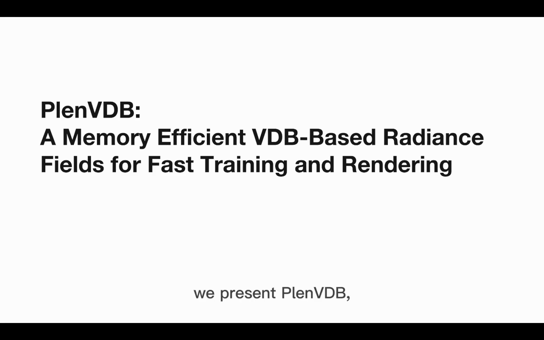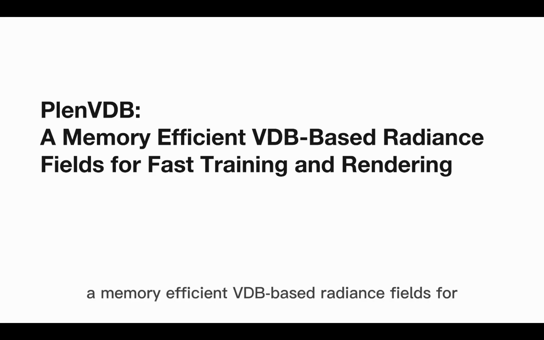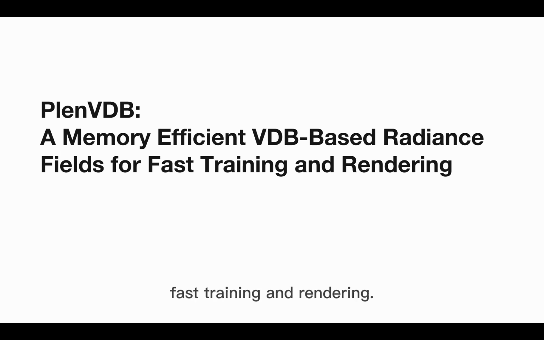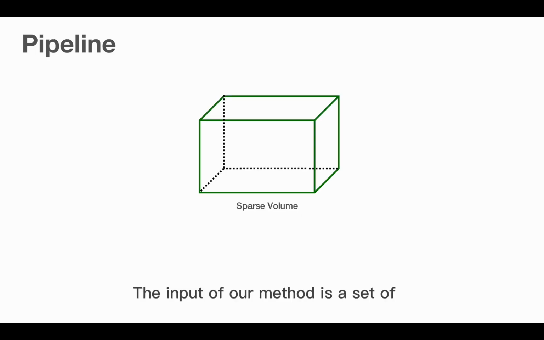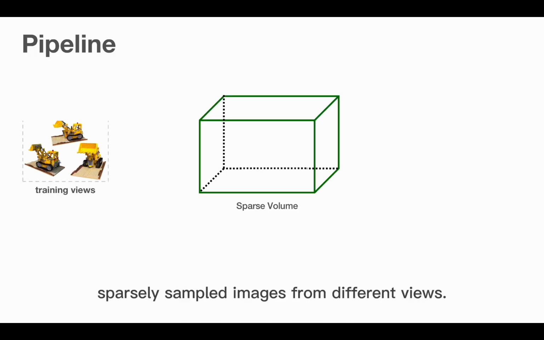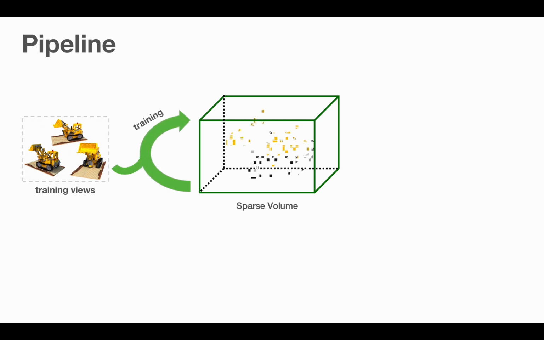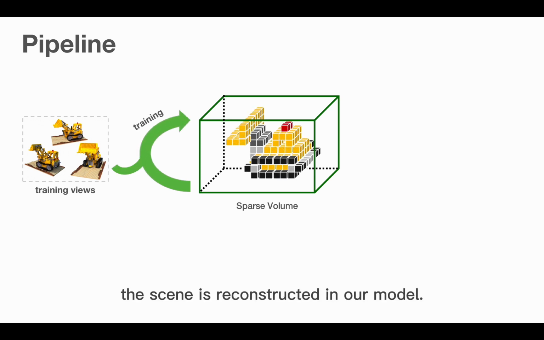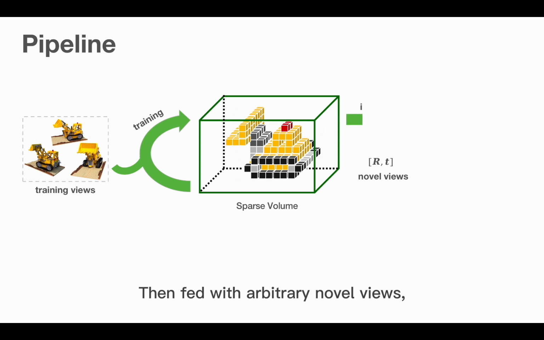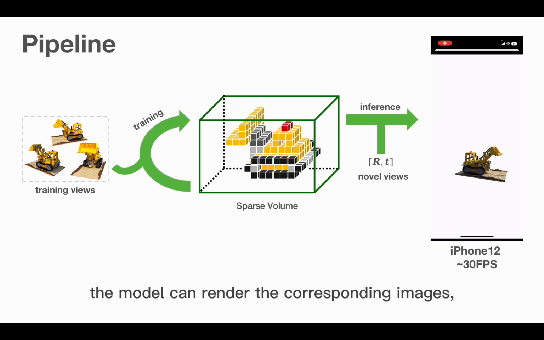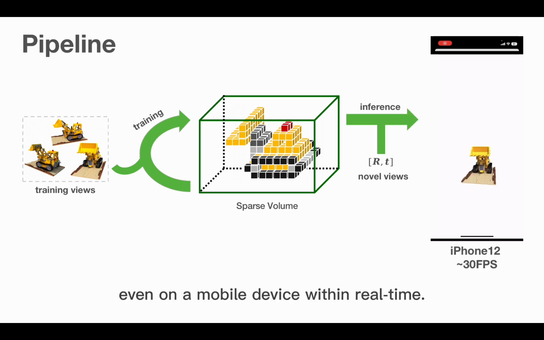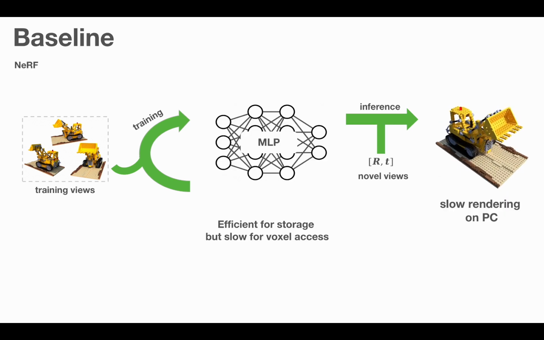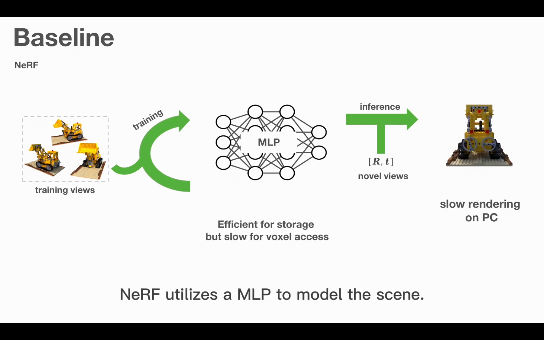We present PlenVDB, a memory-efficient VDB-based radiance field for fast training and rendering. The input of our method is a set of sparsely sampled images from different views. After training, the scene is reconstructed in our model. Then, fed with arbitrary novel views, the model can render the corresponding images, even on a mobile device in real time.